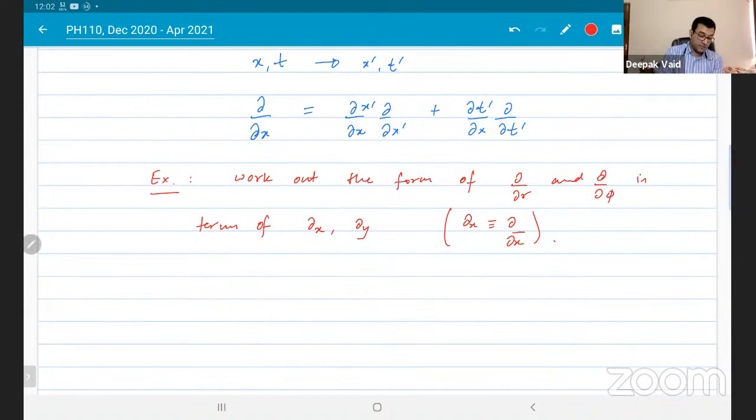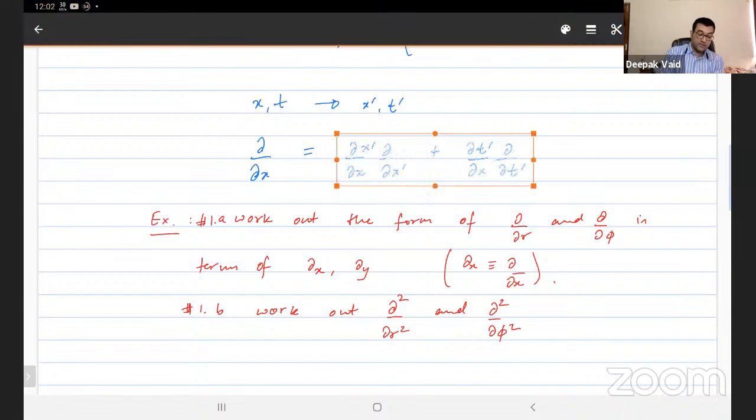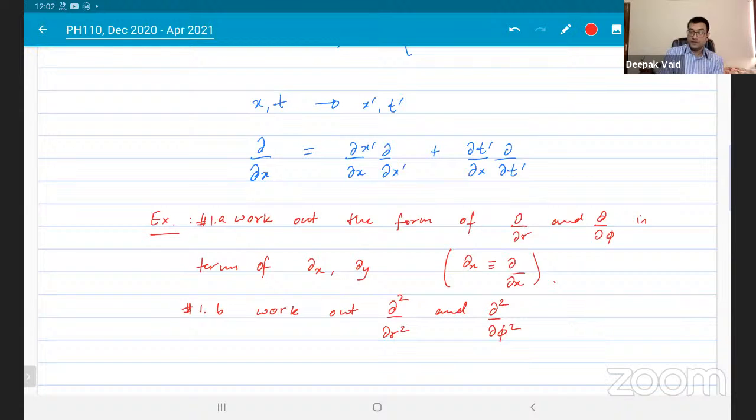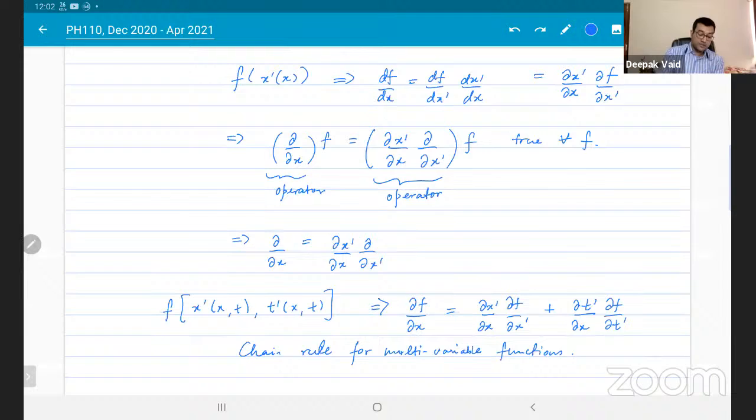The second part is a little bit more. The second part is work out the second derivative, d square by dr square and d square by d phi square. So to work out these expressions, you have to apply this chain rule twice, right? You have to find d by dx squared, let's say, you would apply this thing twice.